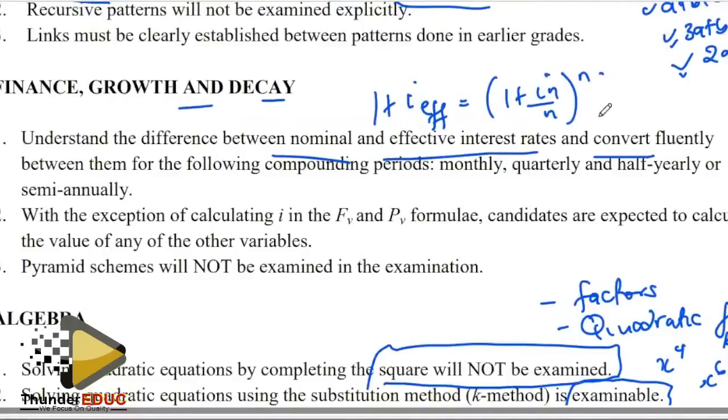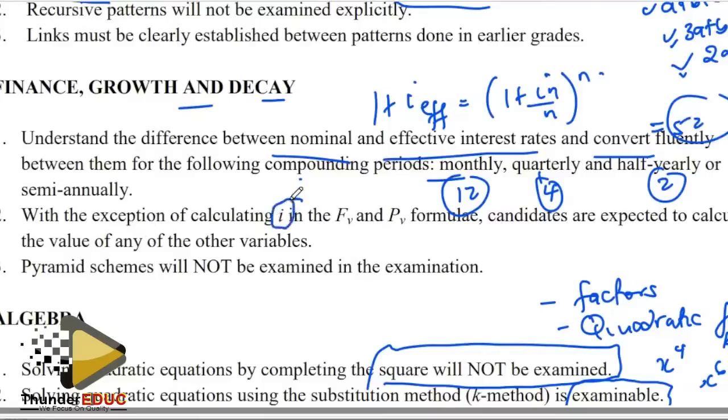So the n's are either going to be compounding periods of monthly, where it's a 12, quarterly, which is a 4, half yearly, which is a 2. Sometimes half yearly is known as semi-annual. I saw a question that talked about weekly. Okay? How many weeks are there in a year? It's 52, no? Not 54. 52 weeks.